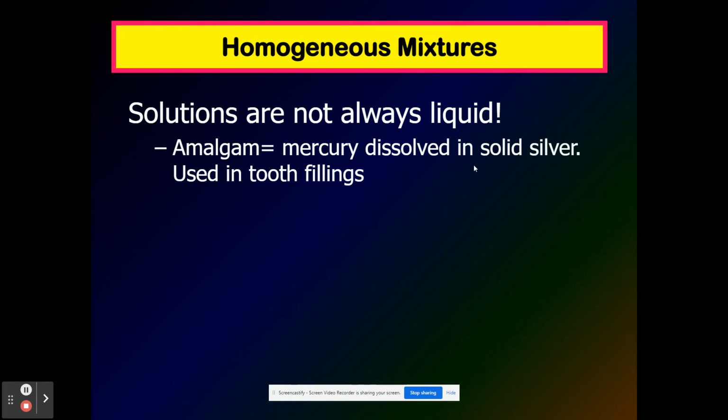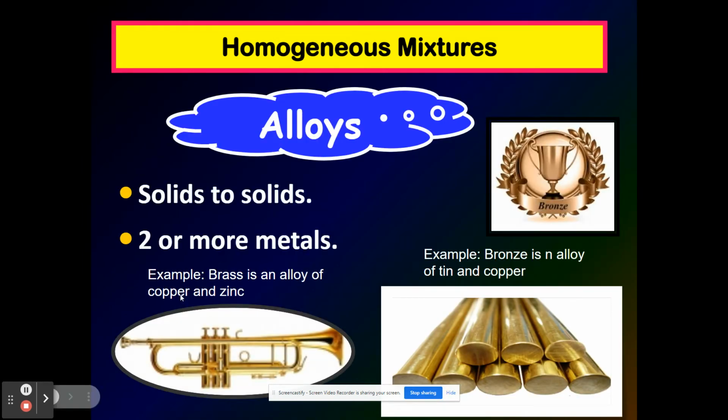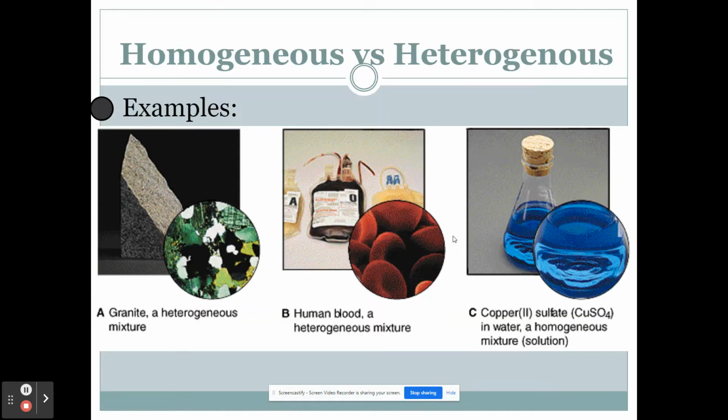Okay, solutions are not always going to be a liquid. Amalgam is mercury dissolved in solid silver. That's used in your tooth fillings. Okay, there's an example. And then the other example would be the alloys. So you got solids to solids. So brass is an alloy, bronze is an alloy.